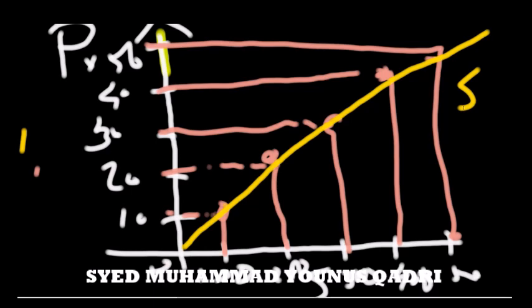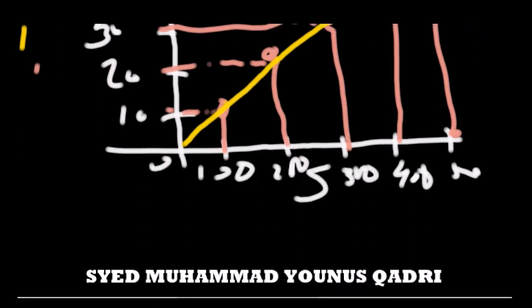The supply curve is a positive curve. Why is it positive? Because both axes are moving in the same direction: as one increases, the other also increases. That is the positively sloped supply curve. It shows that as the price increases, the supply also increases. Demand has a negatively sloped curve, and this is the supply curve.